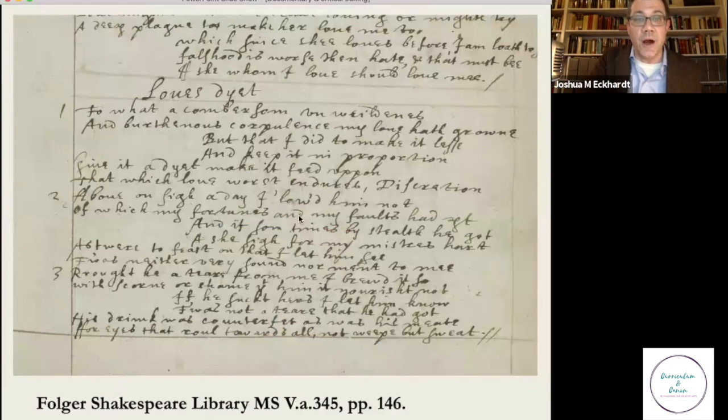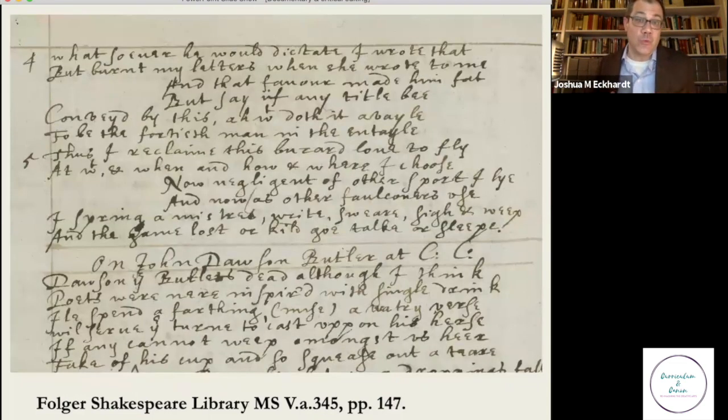To what a cumbersome unwieldiness and burthenous corpulence my love hath grown, but that I did to make it less and keep it in proportion, give it a diet, make it feed upon that which love worst endures, discretion. By the end of the poem, the diet seems to have worked.